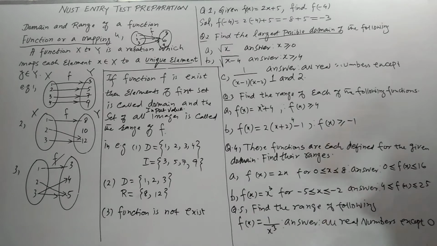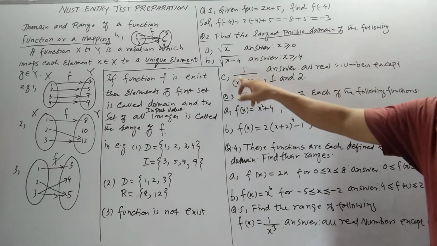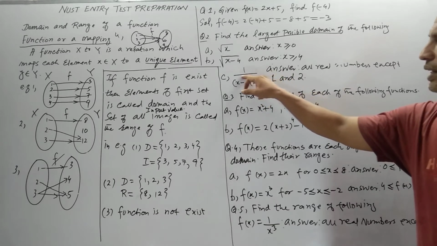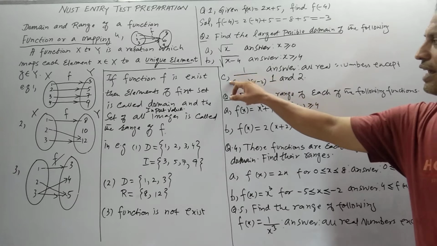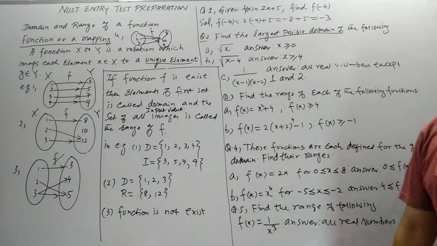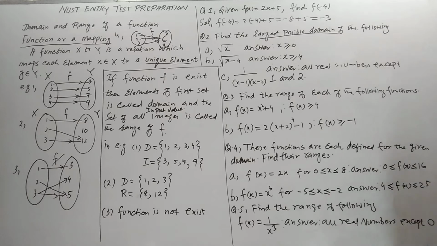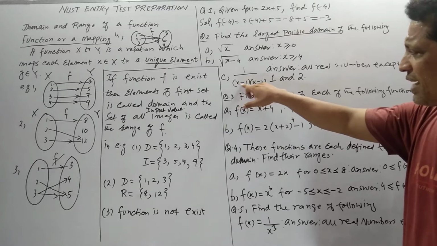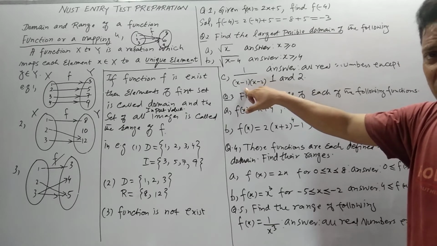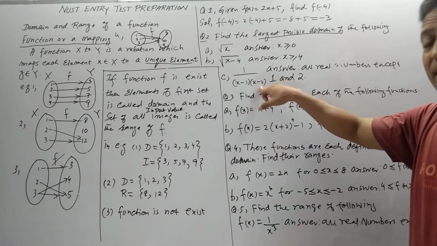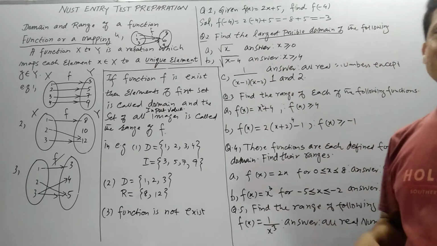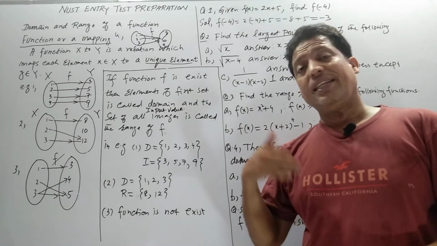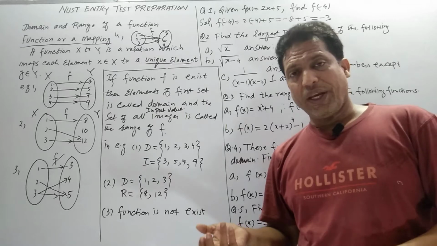Okay, part C: 1 upon x minus 1 multiplied by x minus 2. In this case, the denominator is x minus 1 multiplied by x minus 2. So what should be the domain? If I put 1 over here, what do I get? 1 minus 1 is 0. 0 multiplied by something is always 0, and 1 upon 0 is undefined, means not possible, so this cannot be in the domain.